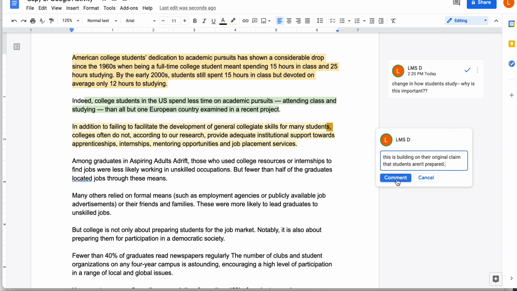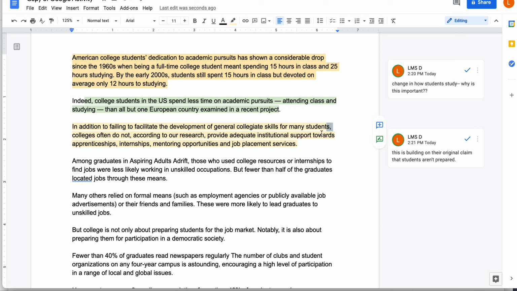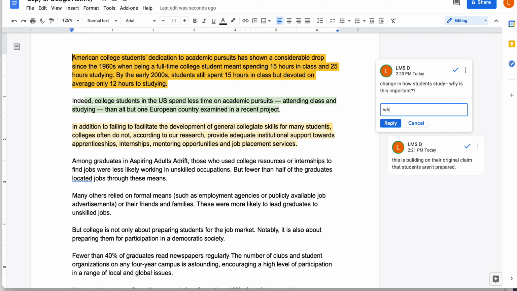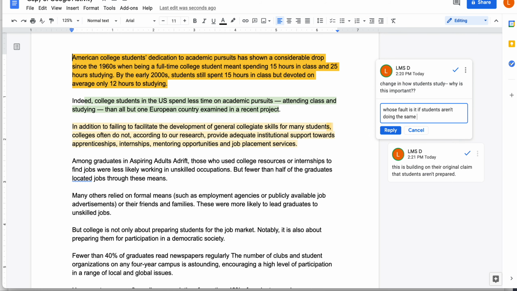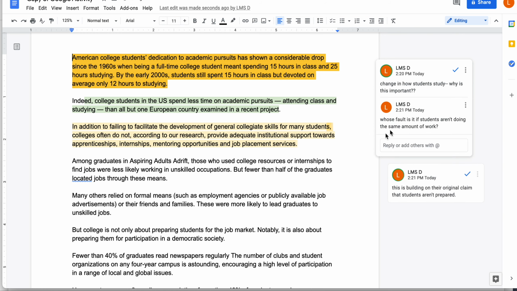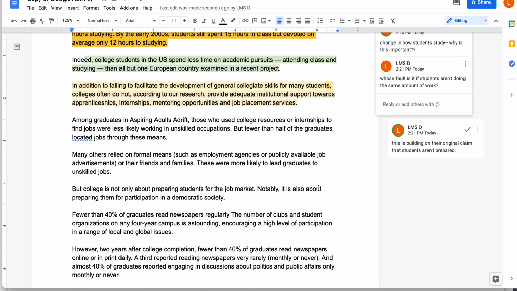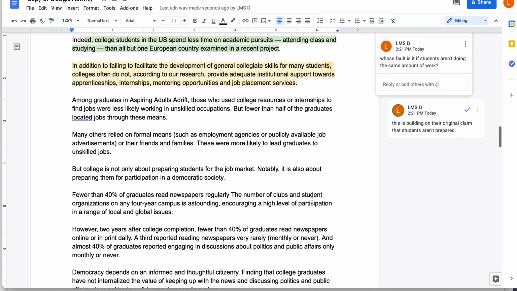The question I still have, though, as I'm reading is, whose fault is it if students aren't working? So one of the things you'll want to pay attention to as you read is figuring out if you can ask questions about the topic.